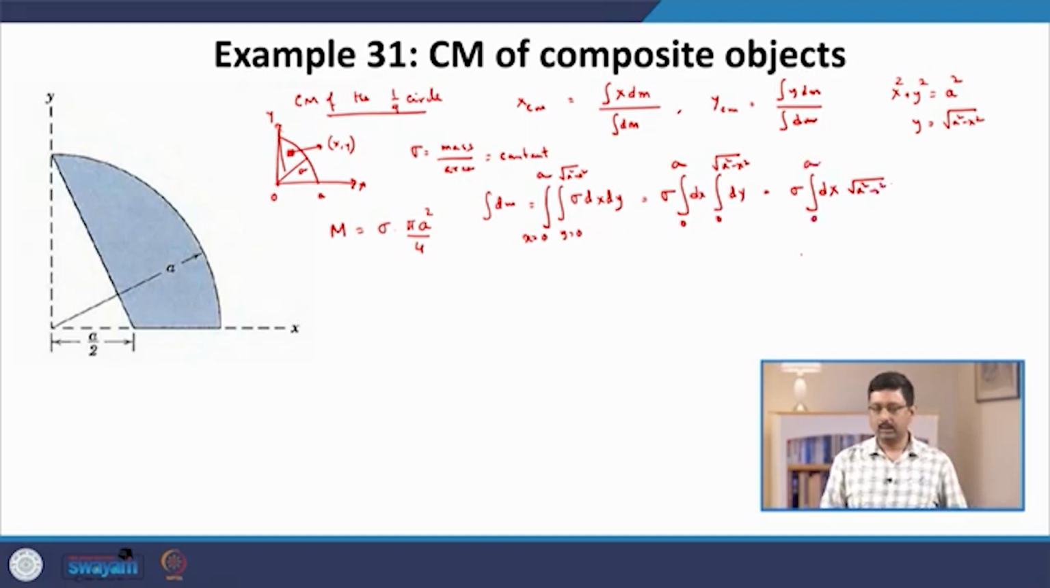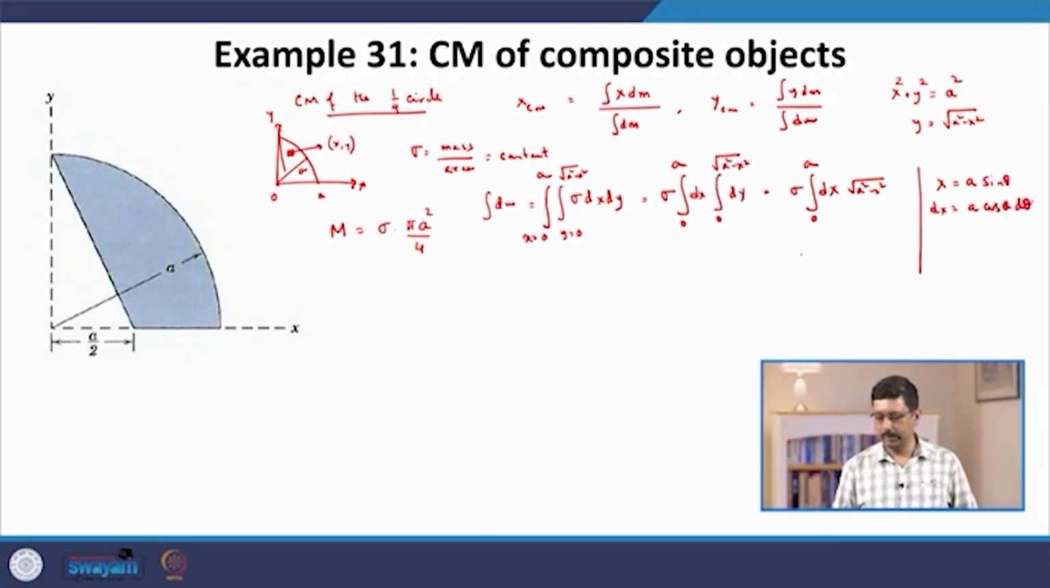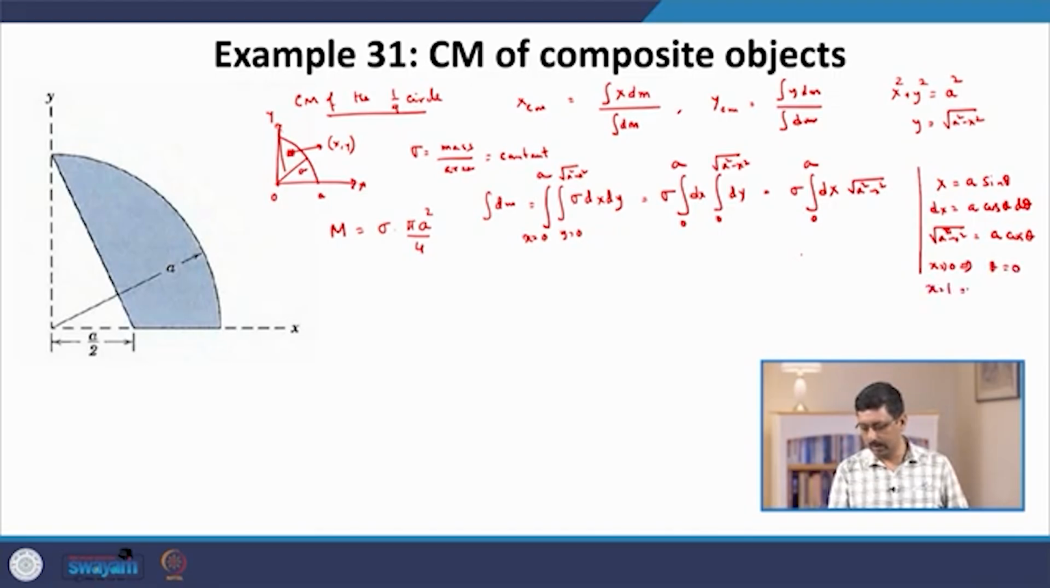now only in x. To do this integral, let us change the variable. Let us call x equal to a sin theta, and then dx is equal to a cos theta d theta. So, the square root of a square minus x square is equal to a cos theta. When x equal to 0, sin theta is 0, which means theta is 0, and when x equal to a, sin theta is x by a, which is 1, which means theta is equal to pi by 2.